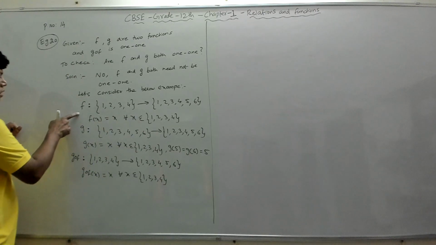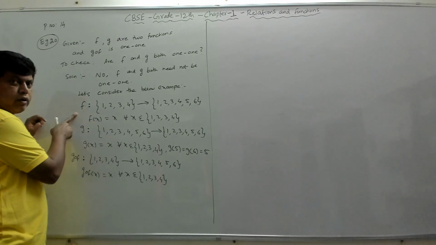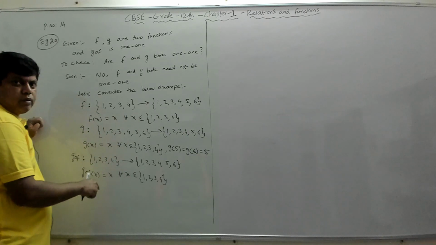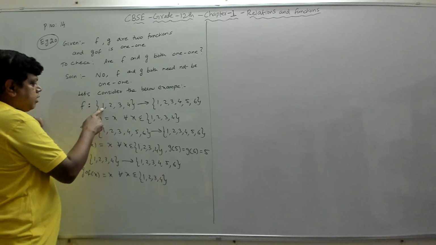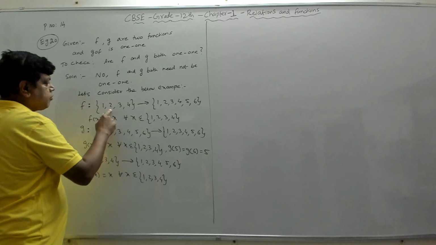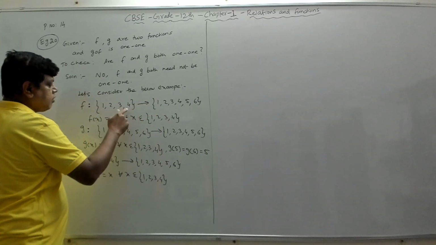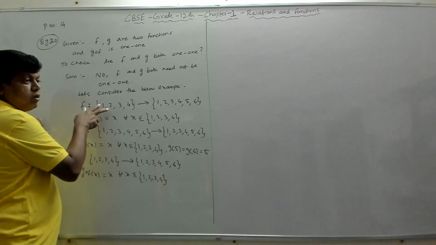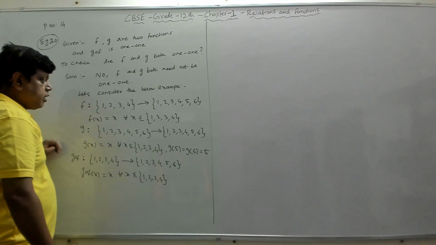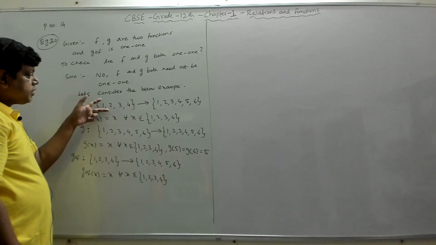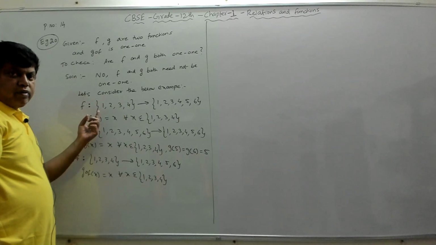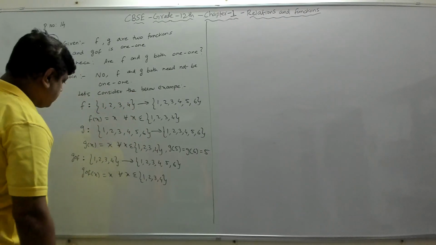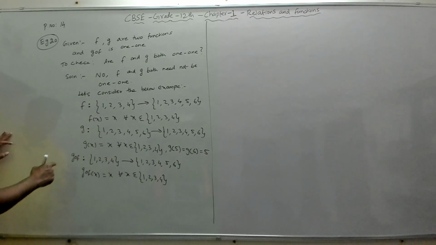Now if you see, this f function is clearly one-to-one, because f of x is equal to x, which is a one-to-one function. F of 1 goes to 1, f of 2 goes to 2, f of 3 goes to 3, f of 4 goes to 4. So the images of distinct elements of this set under f are distinct.